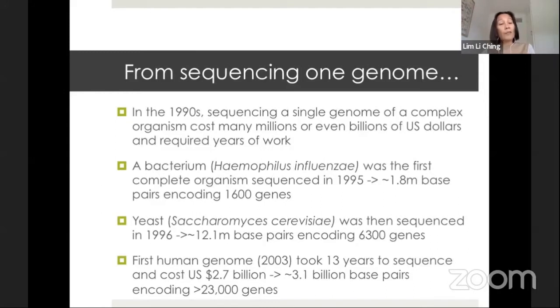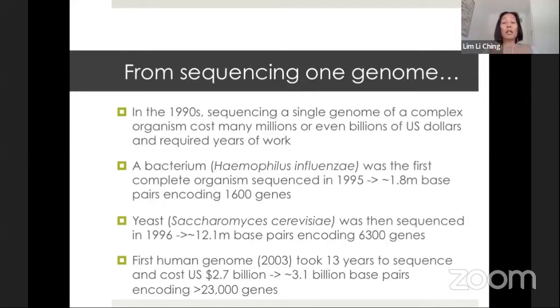And the first human genome was sequenced in 2003, and that took 13 years to sequence and cost 2.7 billion US dollars, and was a collaboration of many laboratories around the world. And of course, the human genome is made up of more than 3.1 billion base pairs, encoding more than 23,000 genes.